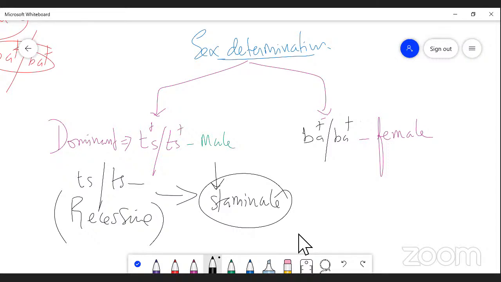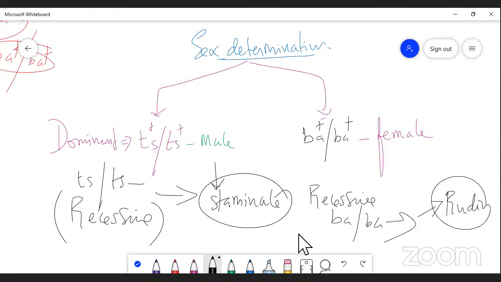Like that, if instead of a dominant allele we take a recessive condition, small ba with small ba, the pistillate flower is gradually eliminated and forms a tarsal condition, so a rudimentary one. So this is sex determination in plants, maleness and femaleness. Maleness is determined by the dominant allele ts plus, and femaleness is determined by ba plus, right?